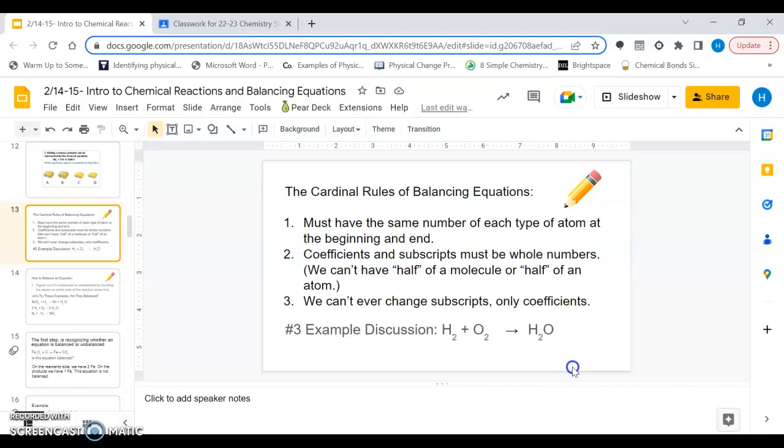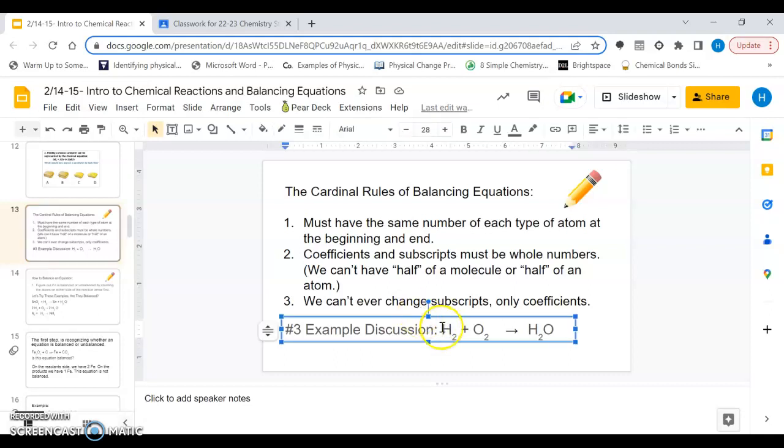Hopefully, we're going to get to the point where you all can predict those subscripts and predict what molecules are going to be made. However, especially starting out, those little numbers we can't change. So it's really important that the only thing we are changing is the number in front, which is our coefficient.